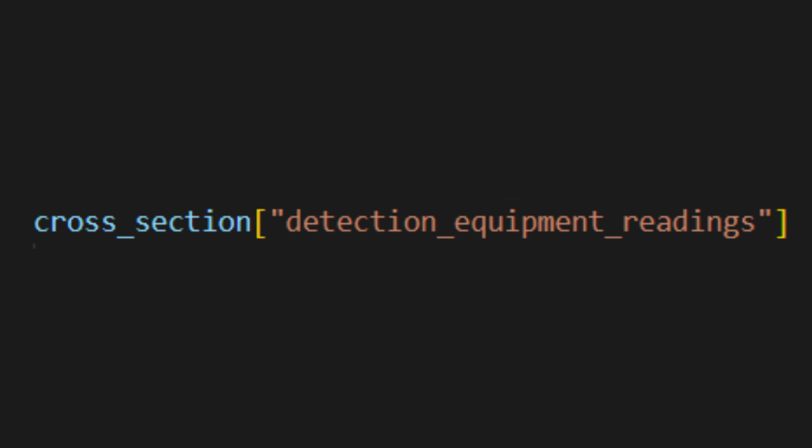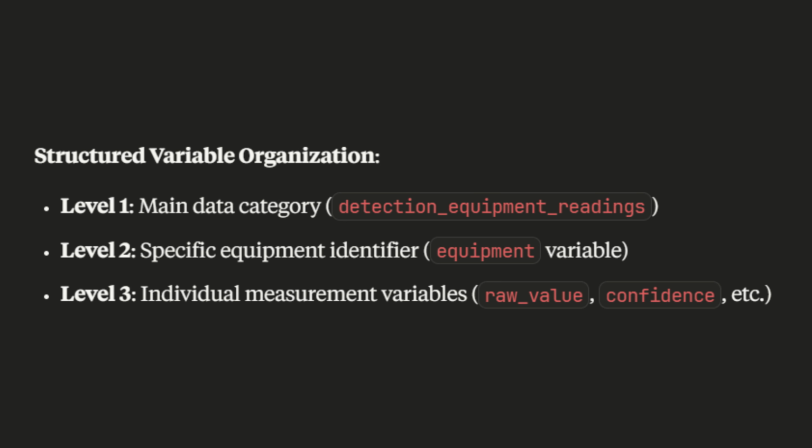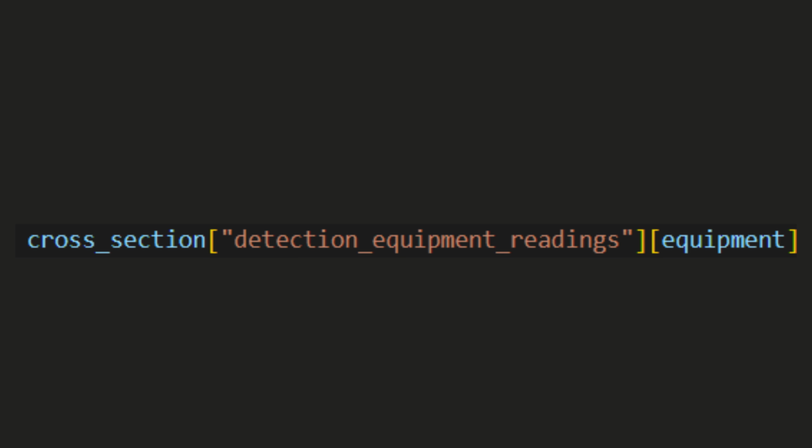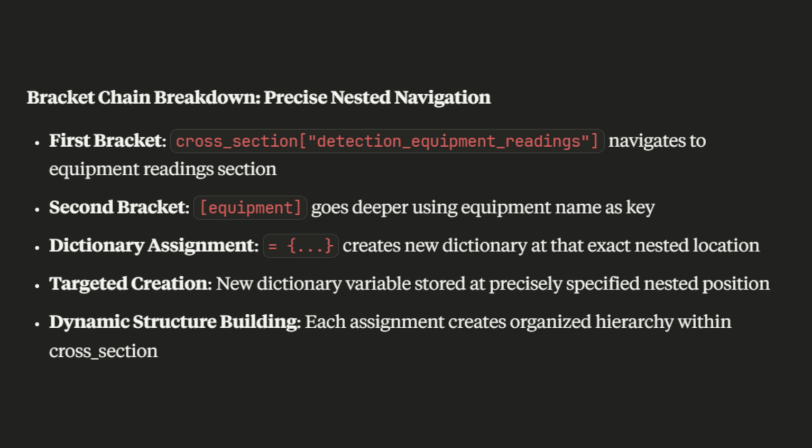Let's break down this bracket chain. So cross-section detection equipment readings navigates to the detection equipment readings dictionary within our cross-section. And equipment goes one level deeper using the current equipment name as the key, assigning to the dictionary, creating a new dictionary variable at that specific nested location.